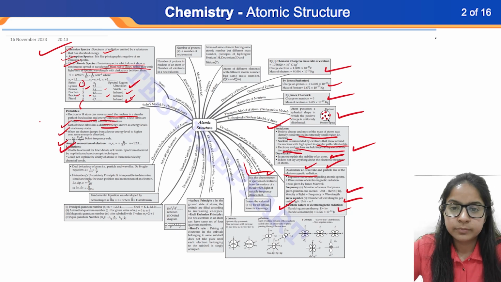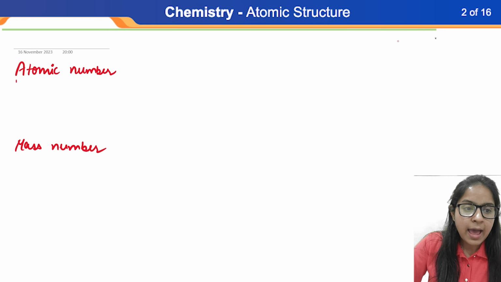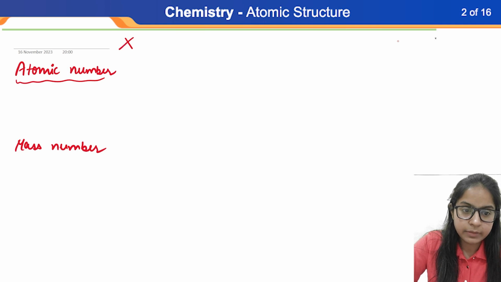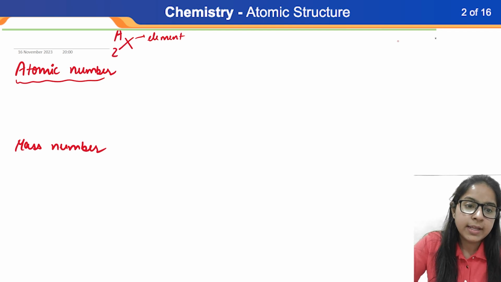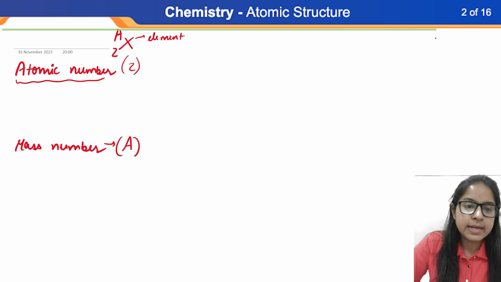Now I am going to explain how to write the symbol for an atom. For example, I have X here. X is my element, any element, and I have written A over here and Z over here. Now what is A and what is Z? A is the mass number, meaning the mass of an element is denoted by A, and Z is the atomic number.